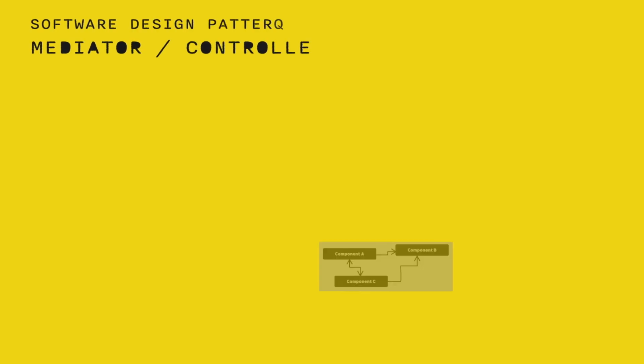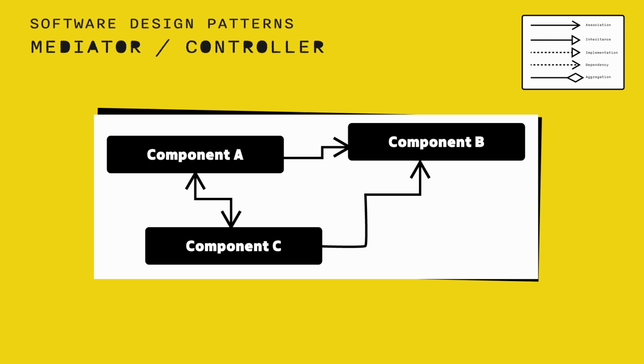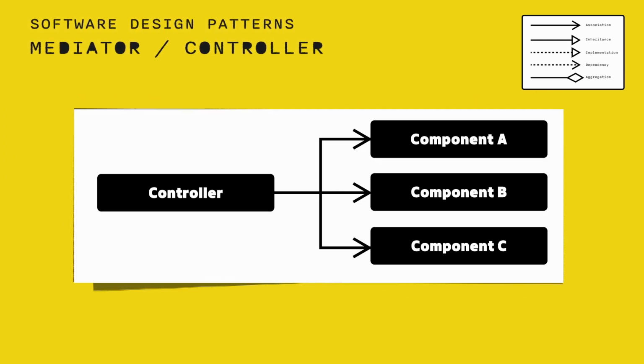It's also known as the intermediary or controller. Let's say you have many objects that need to work together. Well, you don't allow them to work together. You put a controller in the middle and everybody talks to that.